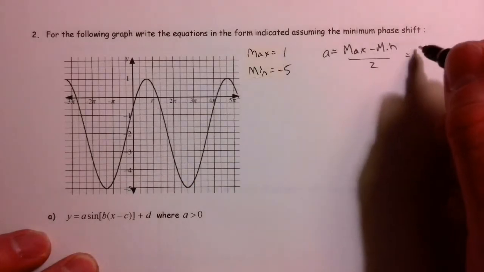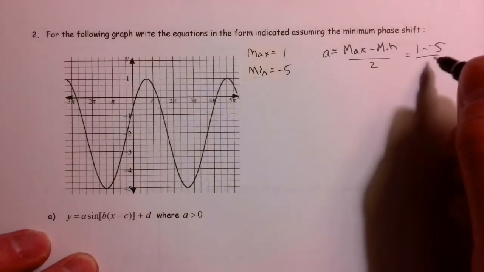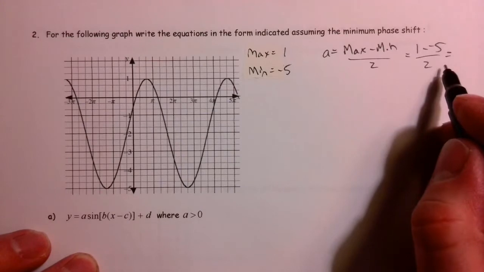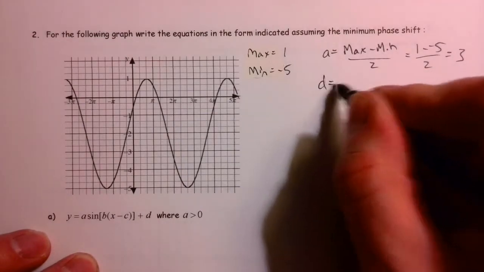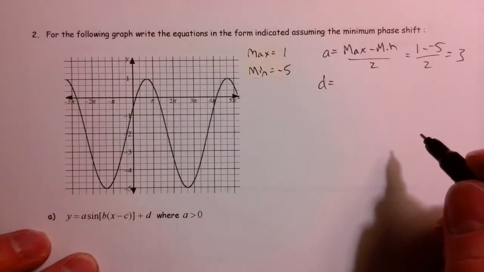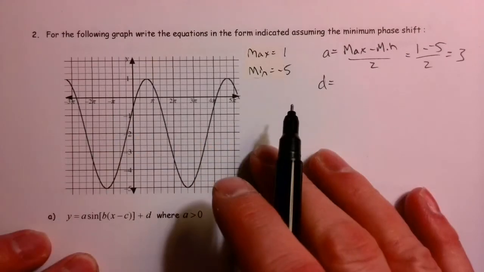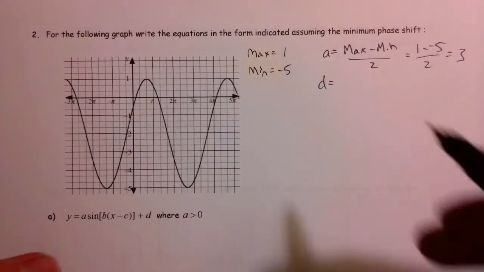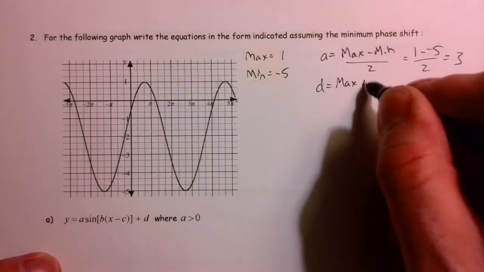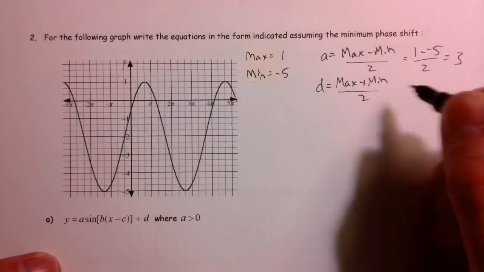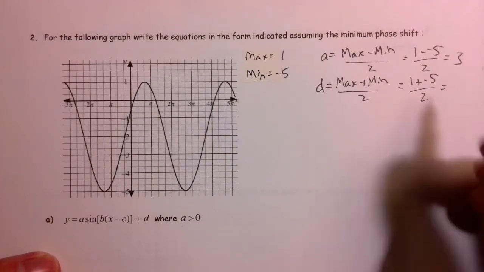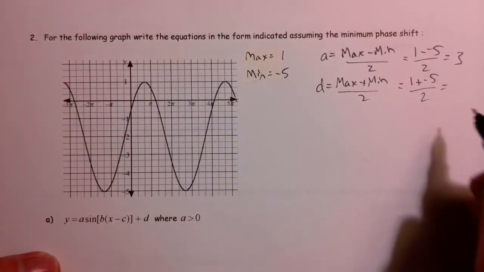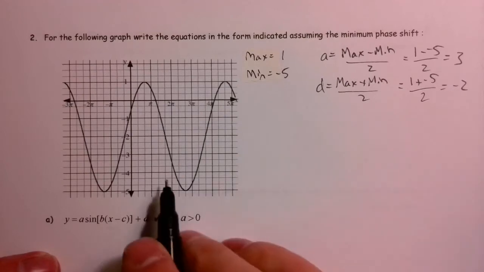In this case, that is going to be 1 minus negative 5 over 2. Well, 1 minus negative 5 is 6, divided by 2 is 3. Our median line, the d value, which is basically where the vertical middle of the graph is, will be the maximum value plus the minimum value divided by 2. It's kind of an average. So 1 plus negative 5 over 2. 1 plus negative 5 is negative 4, divided by 2 will be negative 2.